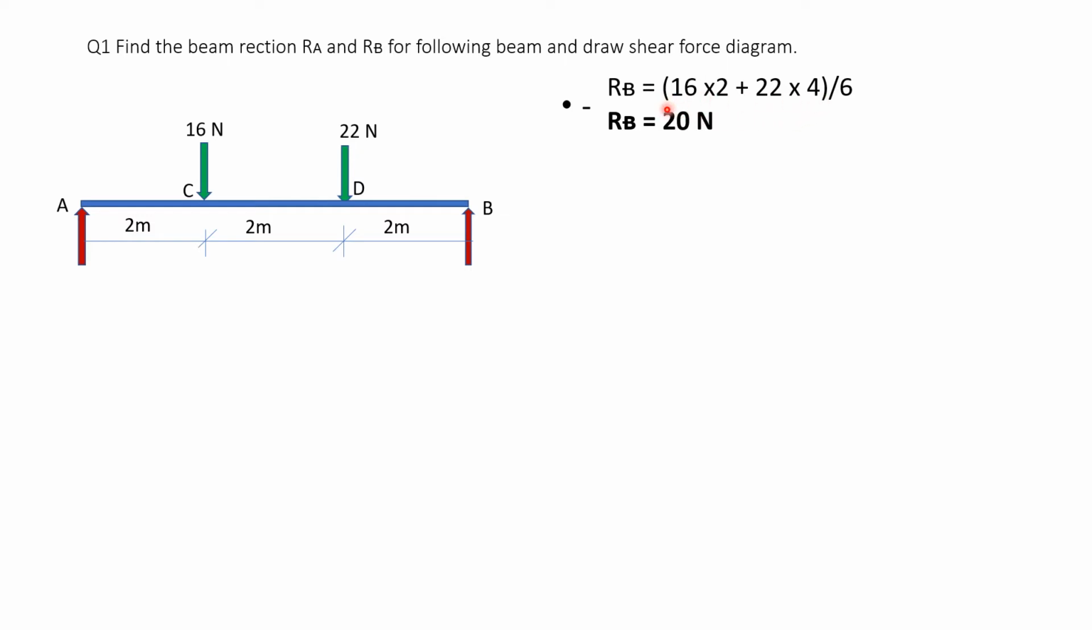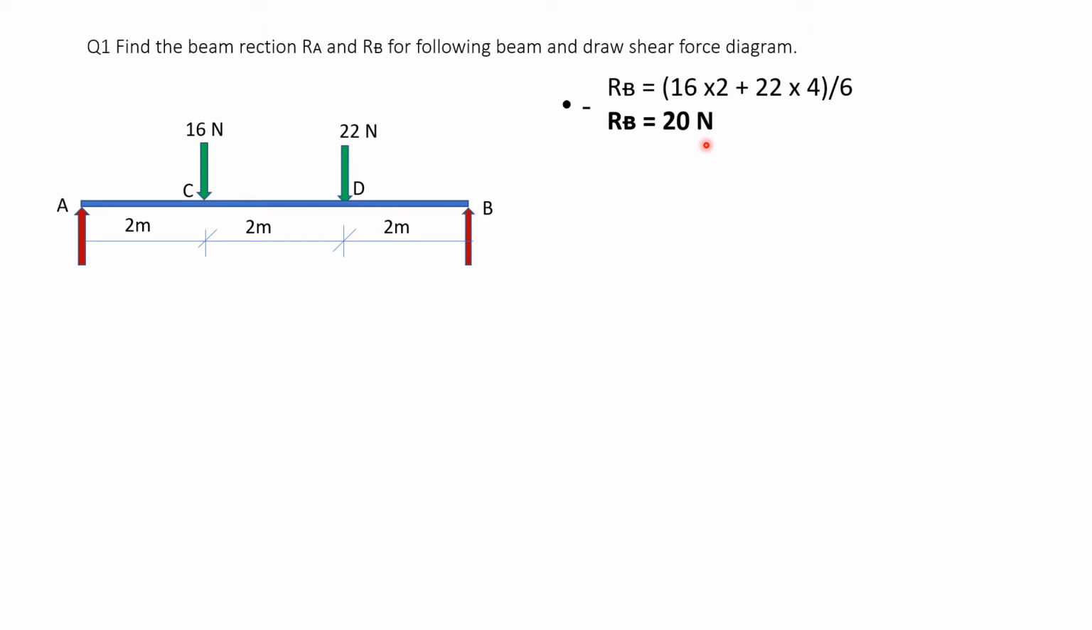Now take the calculators in your hand and do the calculations. Bracket open, 16 into 2 plus 22 into 4, bracket close, divided by 6 is equal to, you will get RB is equal to 20 Newton. Only these two steps are sufficient here to calculate RB.